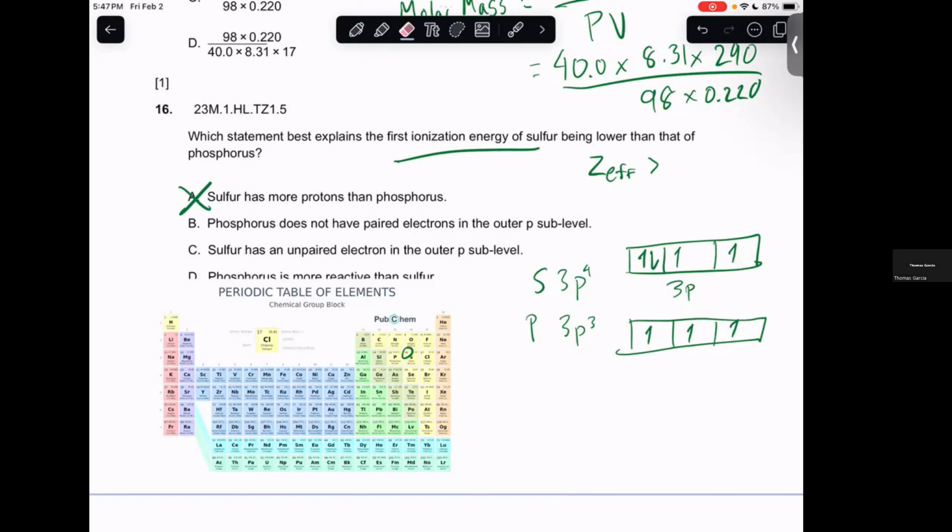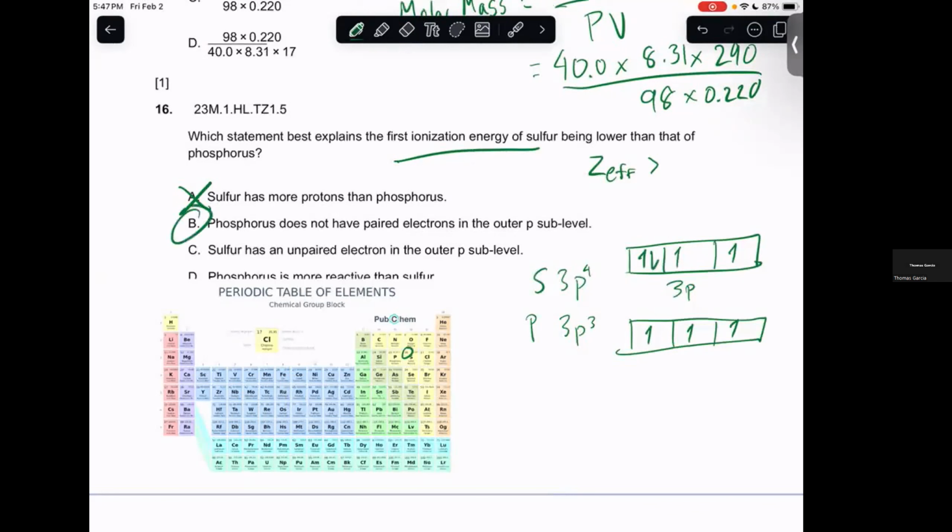All right, so with sulfur's 4 electrons in the p sublevel, we see that one's actually paired before the others. Well, phosphorus has unpaired electrons. And the thing we know is that electrons repel each other. So if sulfur's electrons in the p sublevel have one pair, it's kind of uneven, and we're going to feel that kind of repulsive force. And that's going to actually shift that electron out a little bit easier.